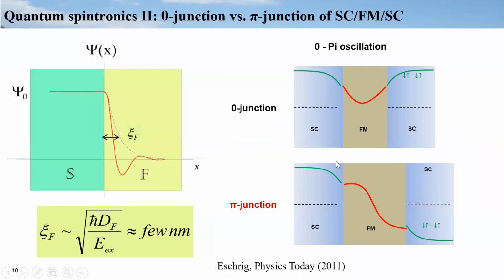The other one is zero and pi junctions. Because of the quantum interference between these two layers, the decay from the superconductor into the ferromagnetic material will be oscillating. This oscillating decay will generate a zero junction or a pi junction depending on the positive coupling or negative coupling between these two superconductors. If they are positively coupled, it means a zero junction. If they are negatively coupled, it's a pi junction.